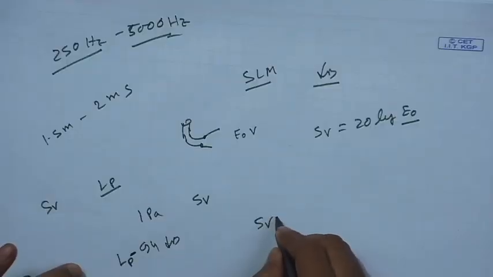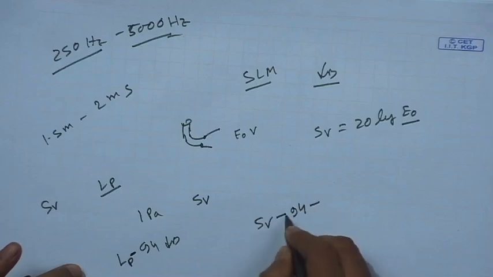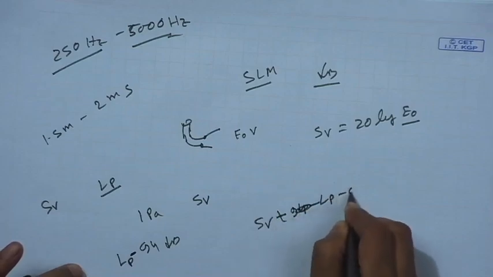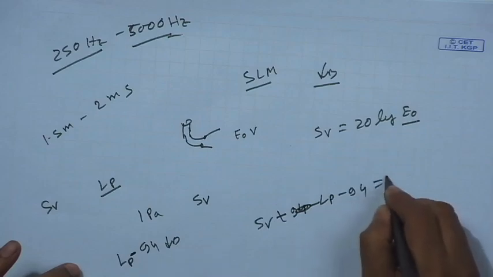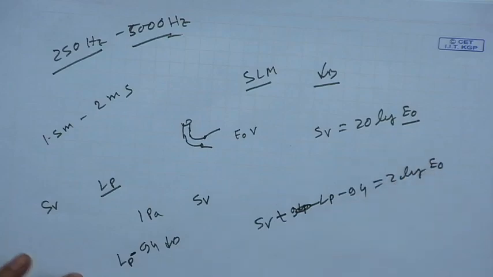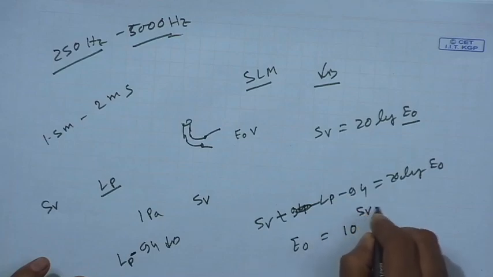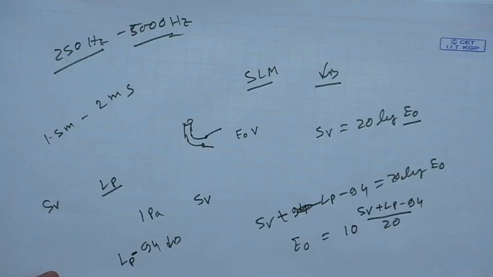So, the output in dB, the sensitivity of the microphone at LP, is SV plus LP minus 94. So, this will be 20 log E0, the output voltage produced by the microphone. So, I can say E0 is nothing but 10 to the power of (SV plus LP minus 94) divided by 20. Okay or not? See that?